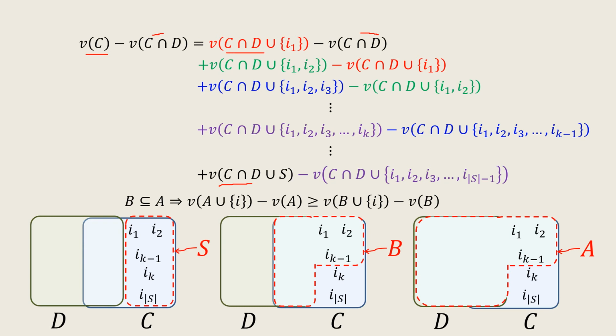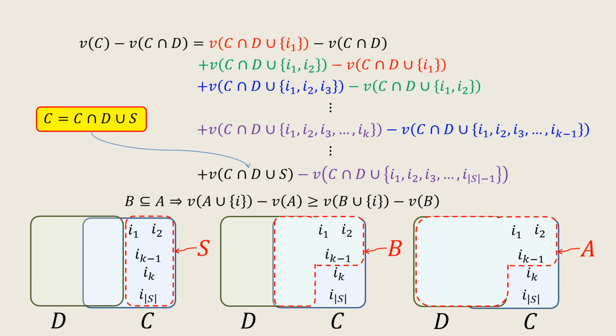V(C intersection D union I1), negative of V(C intersection D union I1). So this and this cancel off. Likewise, V(C intersection D union I1, I2), and again minus V(C intersection D union I1, I2). So these two cancel out. And likewise, this and this cancel out, this and this cancel out, so that on the right hand side I have this V(C intersection D union S) minus V(C intersection D).